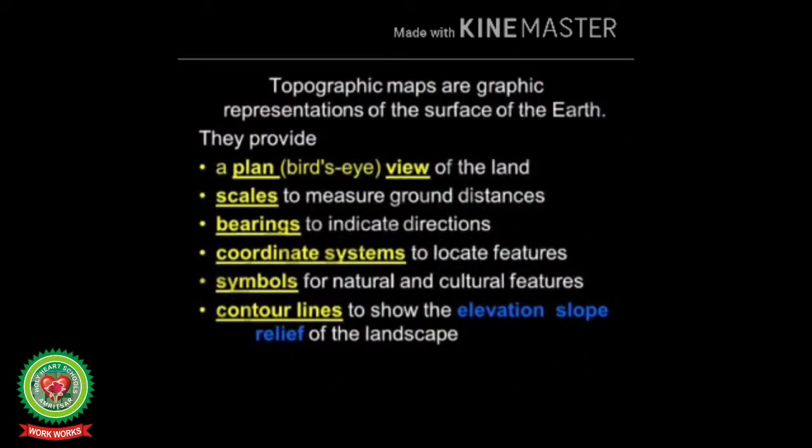First of all, what are topographical maps? Topographic maps are graphic representations of the surface of the earth. They provide a plan, bird's eye view of the land, scales to measure ground distance, bearings to indicate directions, a coordinate system to locate features, symbols for natural and cultural features, and contour lines to show the elevation, slope, and relief of the landscape.